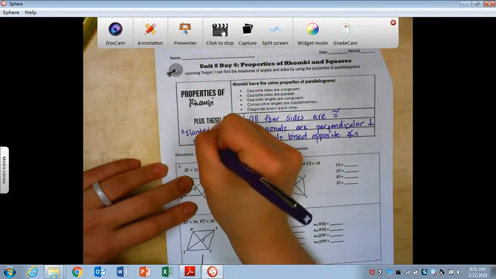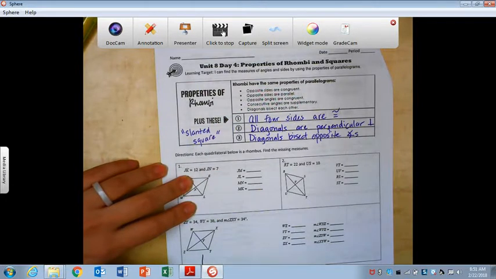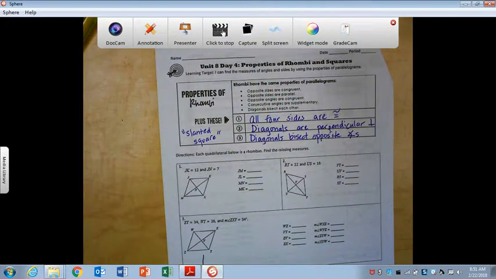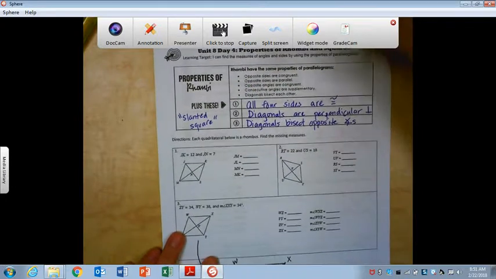Okay, also another thing to remember about a rhombus, I like to remember it as a slanted square. So that might help you as a hint to remember properties. Alright, let's do the first one.